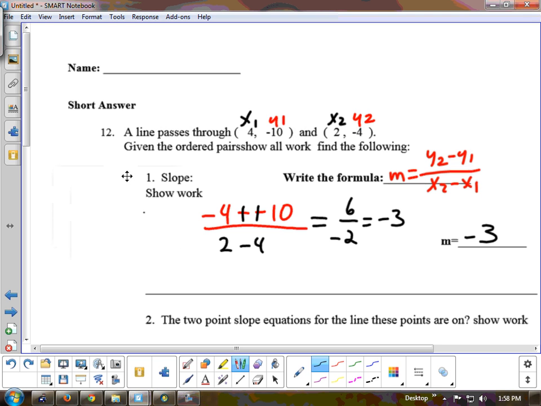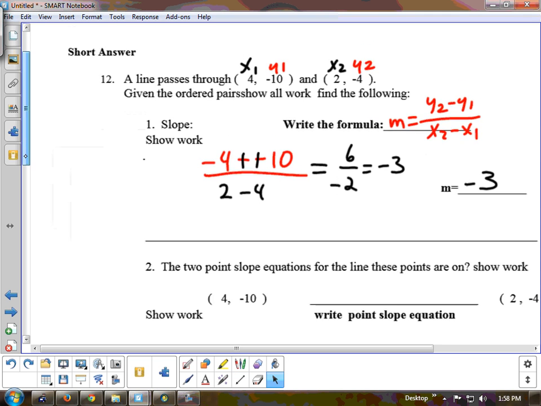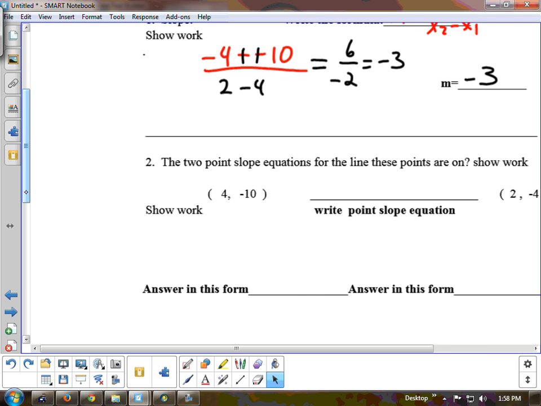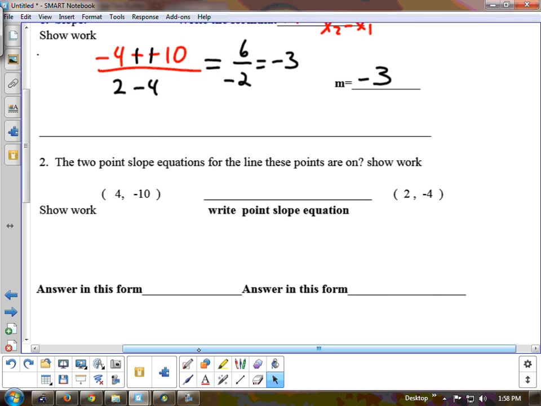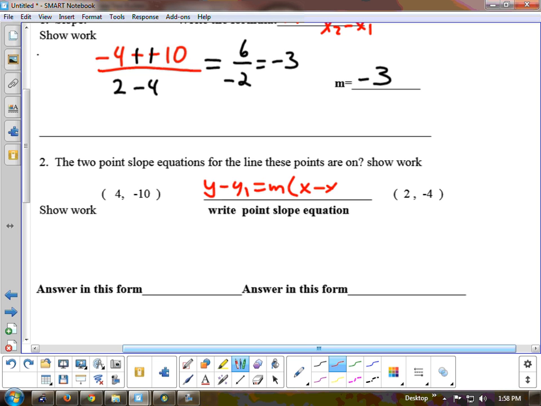Okay, so our next step on this is what we've been doing for the last couple of weeks: write the formula out. y minus y1 equals m times x minus x1. And then let's just fill in the values.